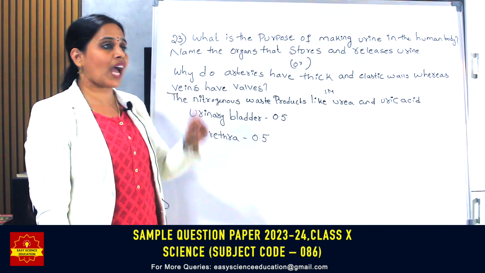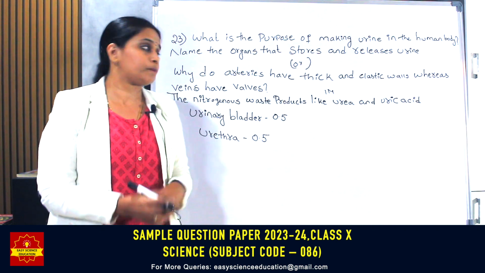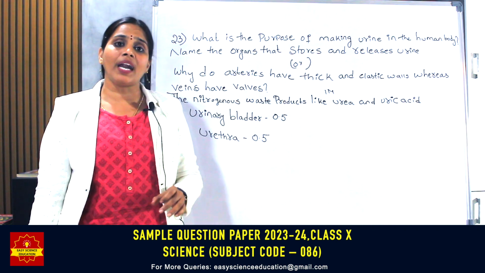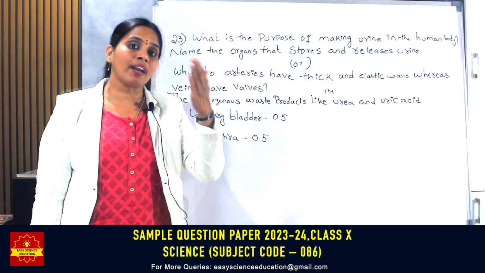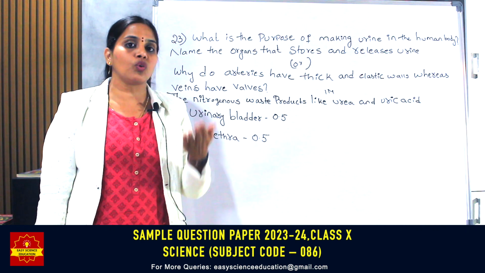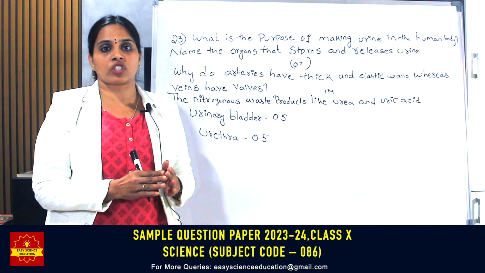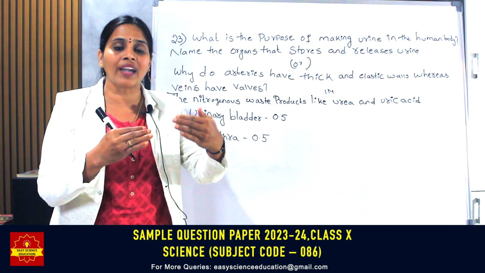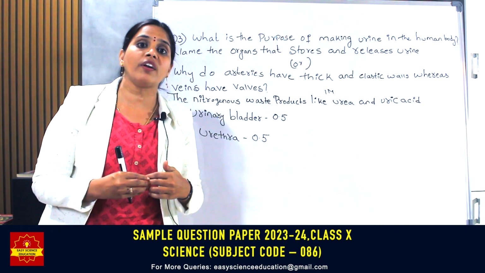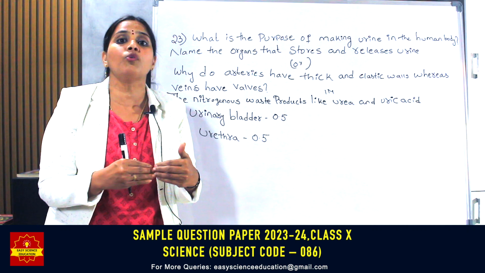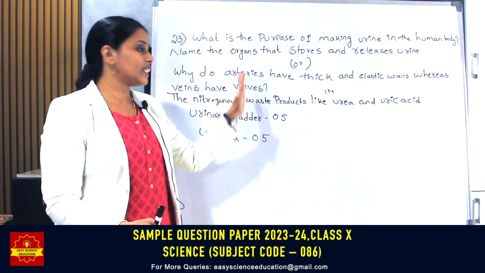Whereas veins have valves, because veins always carry deoxygenated blood. Deoxygenated blood should not go back into the organs again. It has to go to the heart, and from there into the lungs for oxygenation. So there should be a one way flow for deoxygenated blood from the body parts to the heart, and from the heart to the lungs for oxygenation. Because pressure increases, blood tries to move backwards. In order to prevent the backward flow of the blood, valves are present in the veins.